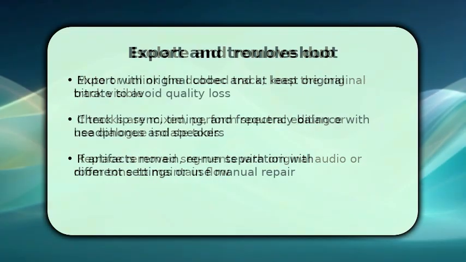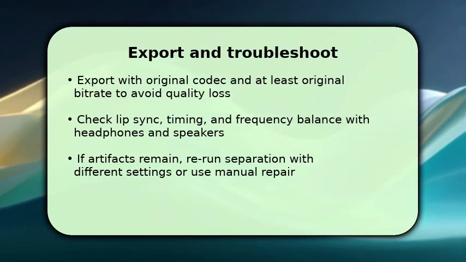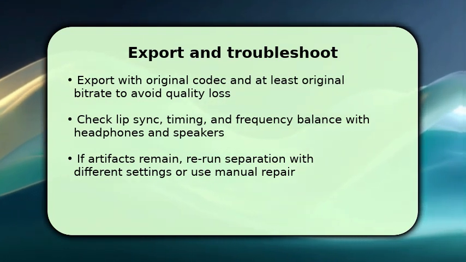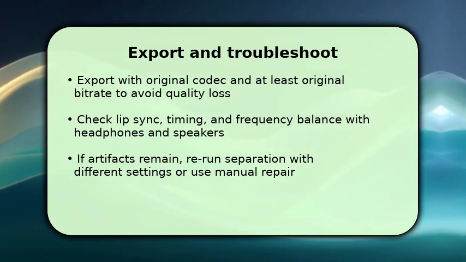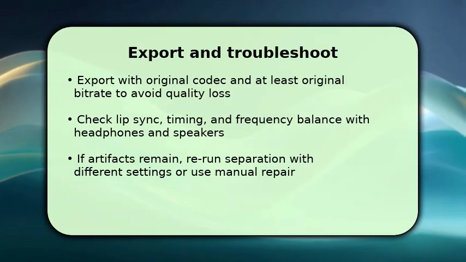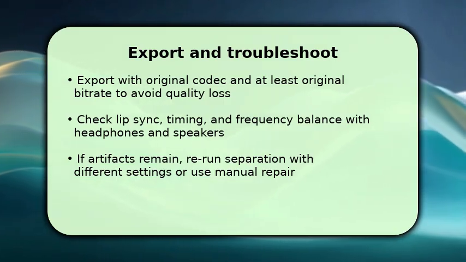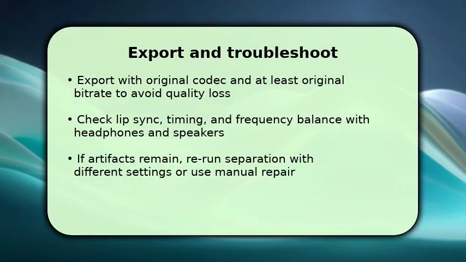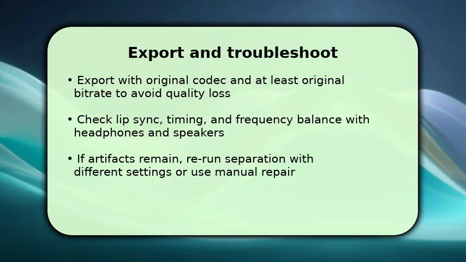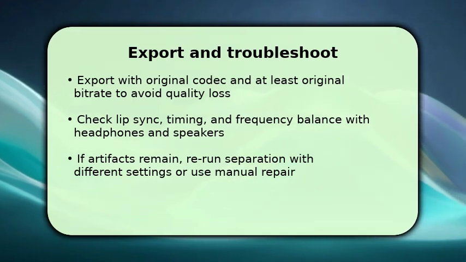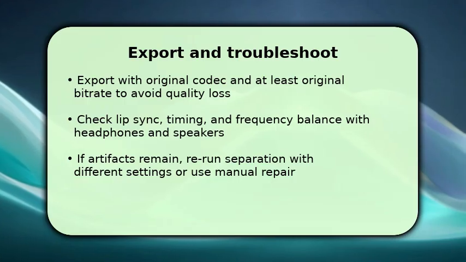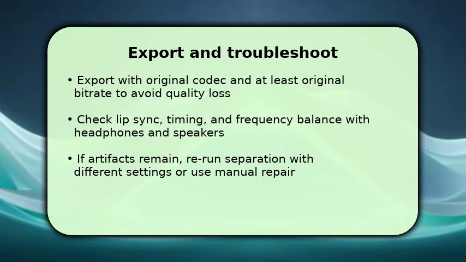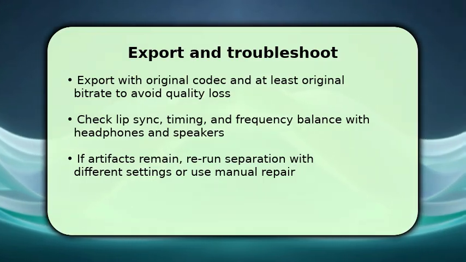Finish by exporting the project using the original codec and bitrate so you don't introduce artifacts. Choose a container that supports multiple audio tracks if needed. Once exported, review playback on different devices and confirm lip sync and levels are correct. If you notice residual artifacts or missing ambience, go back and adjust separation strength or perform manual spectral repair. A key tip: if things go wrong, revert to your backup copy and try a less aggressive separation setting to preserve audio integrity.